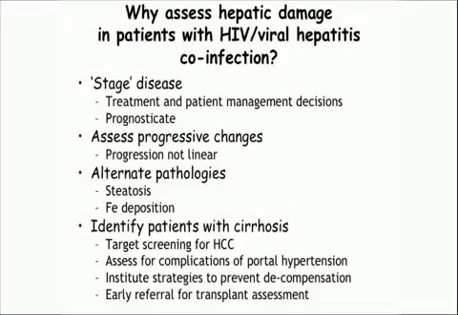We know that liver disease progression is not linear and that it can be accelerated in some patients, so we need to assess progressive changes. We need to look for alternate pathologies because, remember, there's not a single cause of liver damage, but often a number of different things can come together to cause liver damage. And clearly the most important thing of all is we need to identify patients with cirrhosis early so that we can target these for HCC screening, assess for complications of portal hypertension, and institute strategies to prevent decompensation, and perhaps, as we'll learn, think about assessment for liver transplantation.